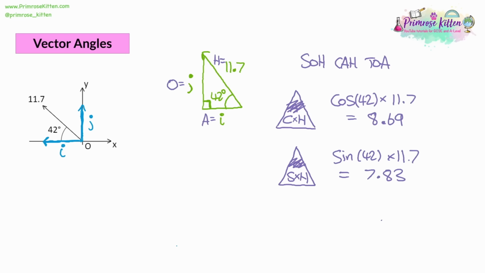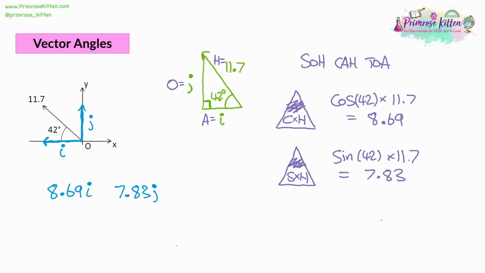So now we can write this out as a position vector. So i is 8.69 and j is 7.83. Now, the last thing to do here is check whether they're going to be positive or negative, because it all depends on where the angle is measured from.